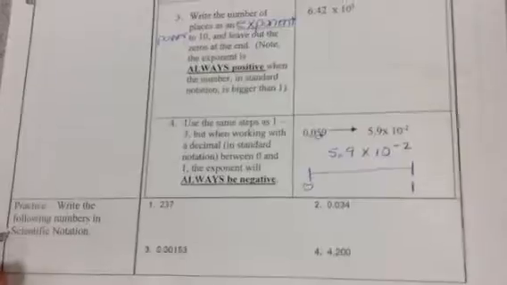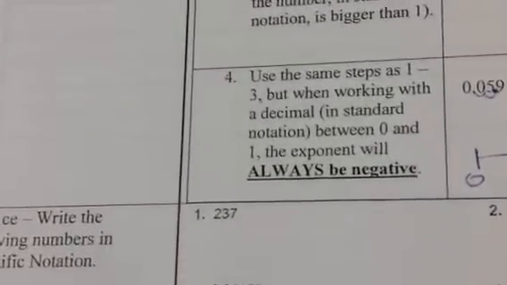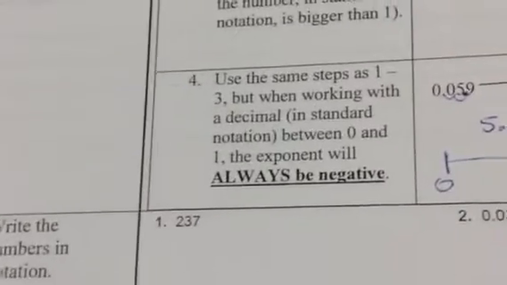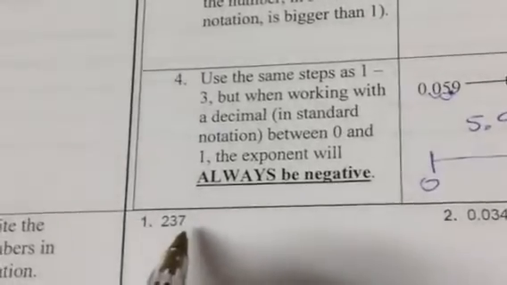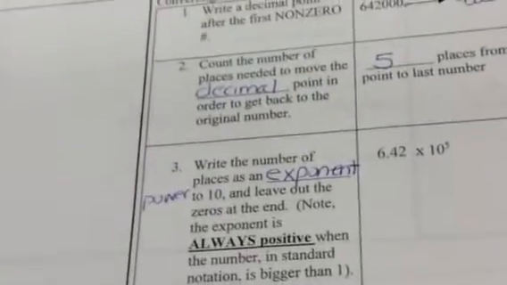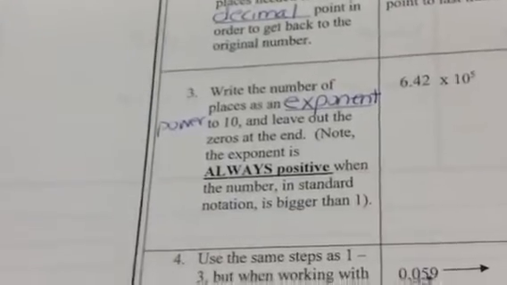Okay? All right, so now we're going to look at a couple examples. We're going to do the first 2 with you, and then we're going to allow you to do the bottom 2. So we're looking at 237, and we see that 237 is a number greater than 1. So we look back up at our notes. Because that number is bigger than 1, we know that our exponent is going to be positive.